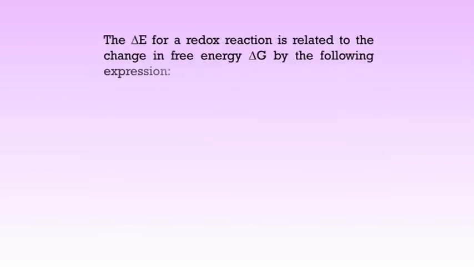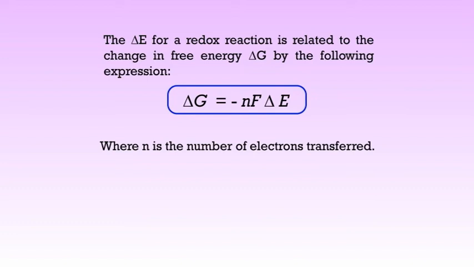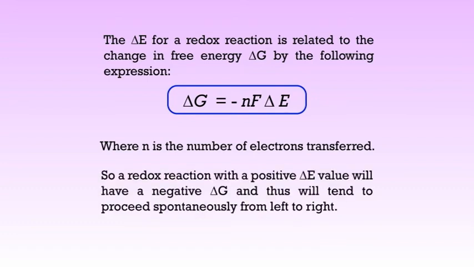The delta E for a redox reaction is related to the change in free energy, delta G, by the following expression: delta G equals minus nF delta E, where n is the number of electrons transferred. So, a redox reaction with a positive delta E value will have a negative delta G and thus will tend to proceed spontaneously from left to right.